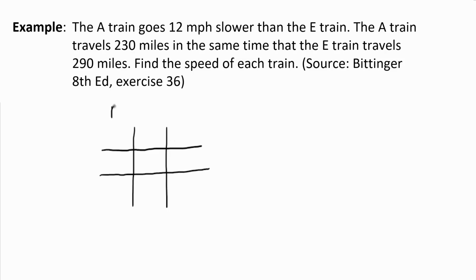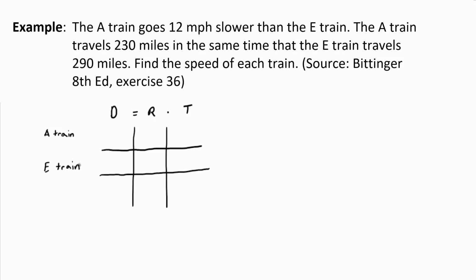On the top of each column, I put one letter from the formula: distance equals rate times time. I'm going to label the top two rows that go across. One of them is just going to have to do with information involving the A train, and so that's the first row going across. The second row is going to involve the E train.